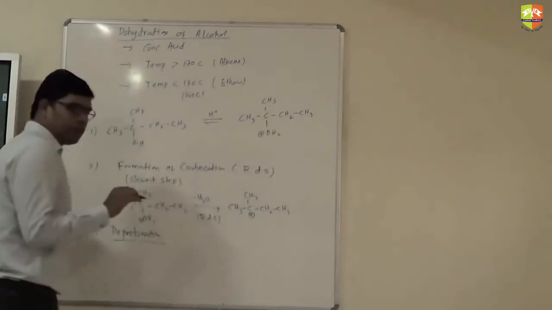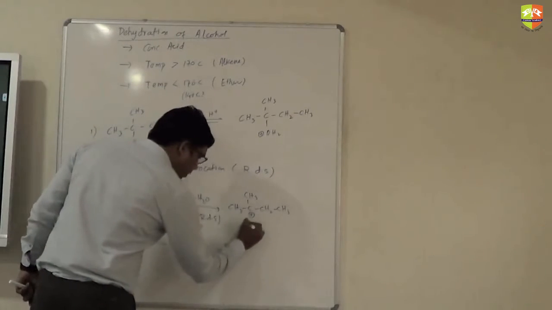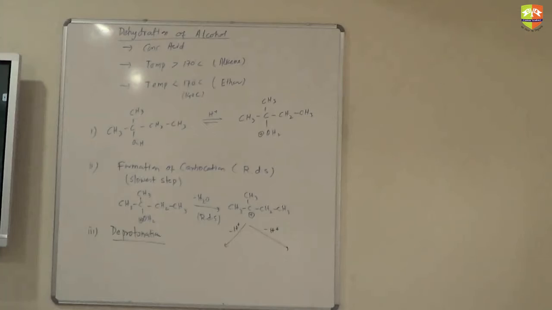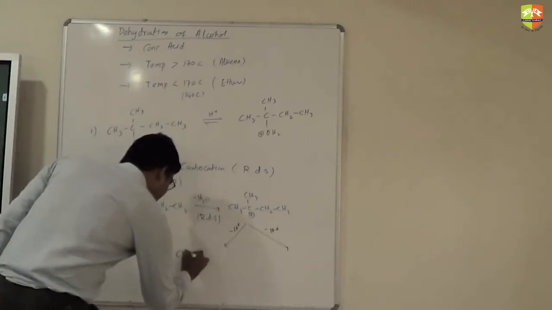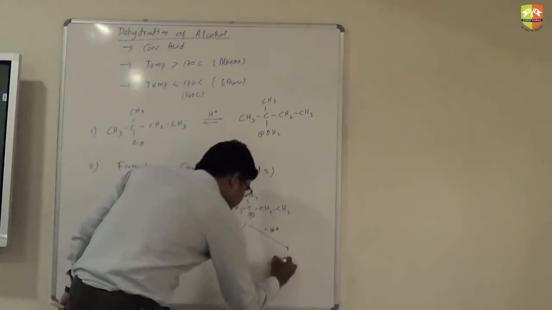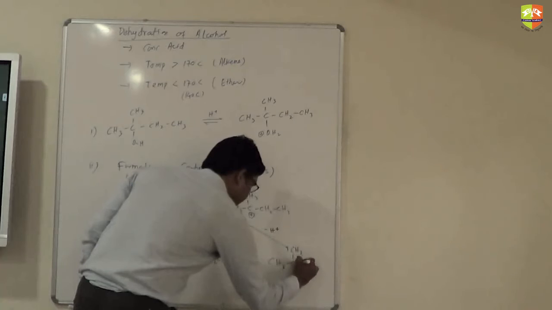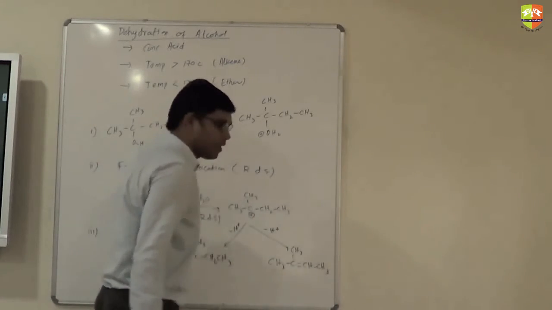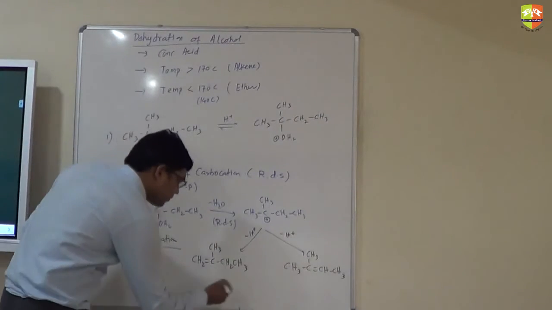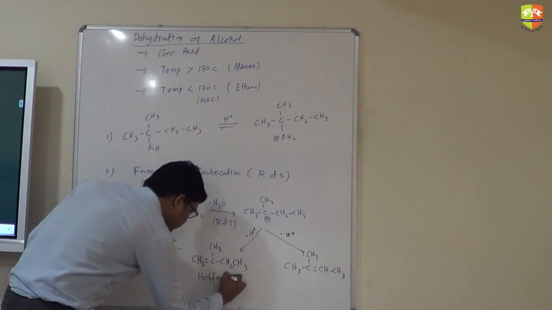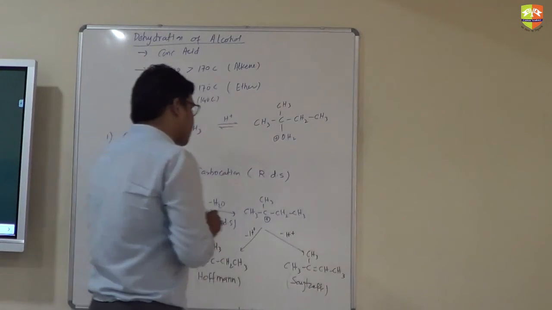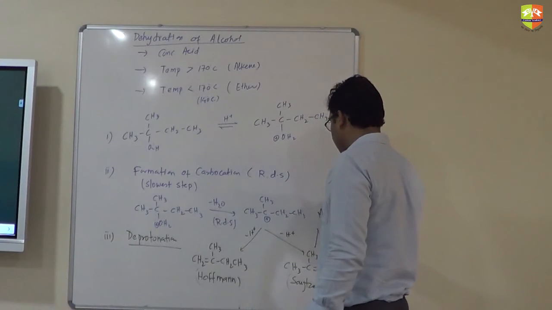Deprotonation takes place and we get two possible products here. I'll write them down here only. The third step is deprotonation, minus H plus, minus H plus. One is Saytzeff, the other one is Hofmann. So the two products are this CH2 double bond CH CH2 CH3, and the other one is CH3 C CH3 double bond CH CH3. Which one is Hofmann, which one is Saytzeff? This one is Hofmann. Saytzeff is the major product, the more stable alkene.